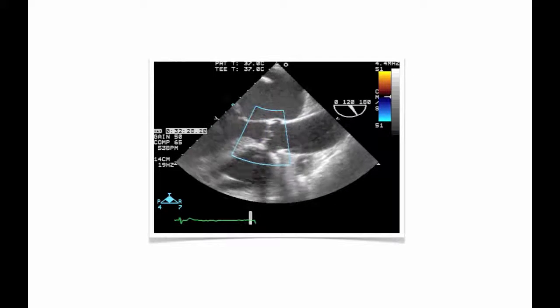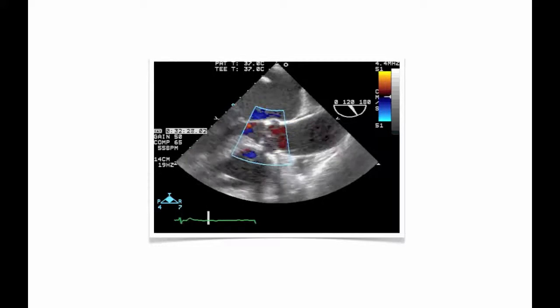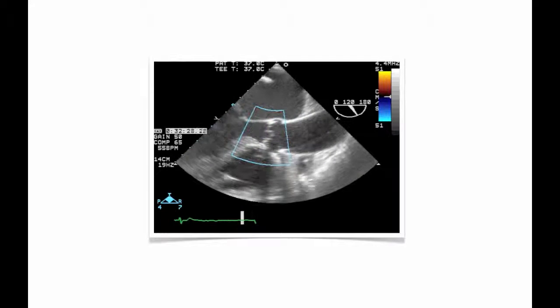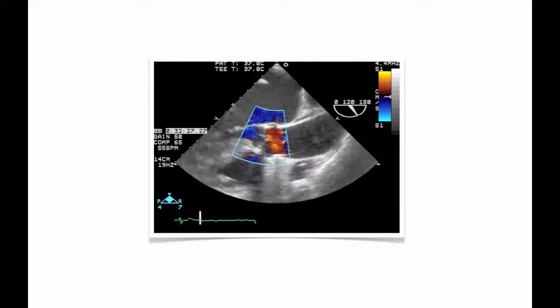Here in the mid-esophageal aortic valve long axis view, a color flow image shows no leakage back into the left ventricle in diastole, suggesting no aortic insufficiency in this case.